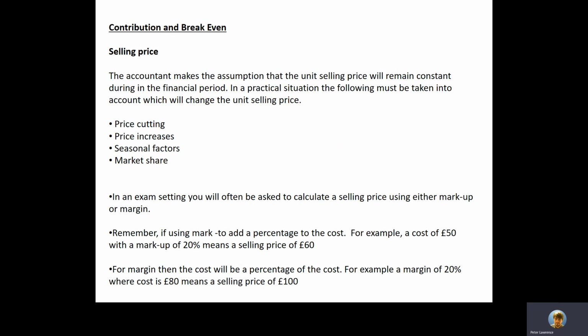Selling price, again, we're going to make the assumption that selling price will remain constant during the financial period. But again, in a practical situation, we may alter our selling price throughout the year. Now, you're going to be asked to calculate selling price using either markup or margin, two of the accounting ratios. Now, remember, if using markup, to add a percentage to the cost. For example, a cost of £50 with a markup of 20% means a selling price of £60. 20% of 50 is 10. Add that on to find your selling price.